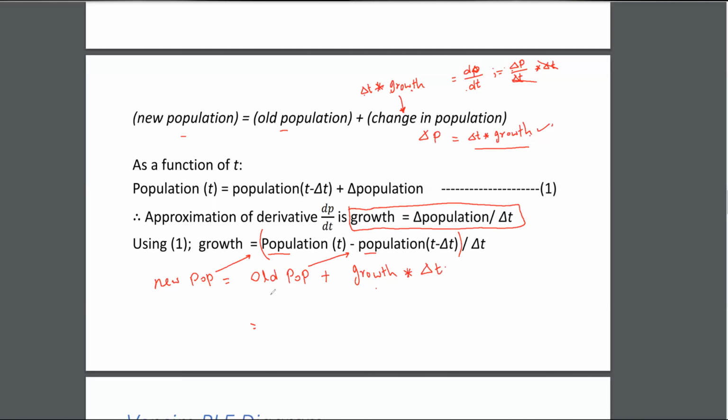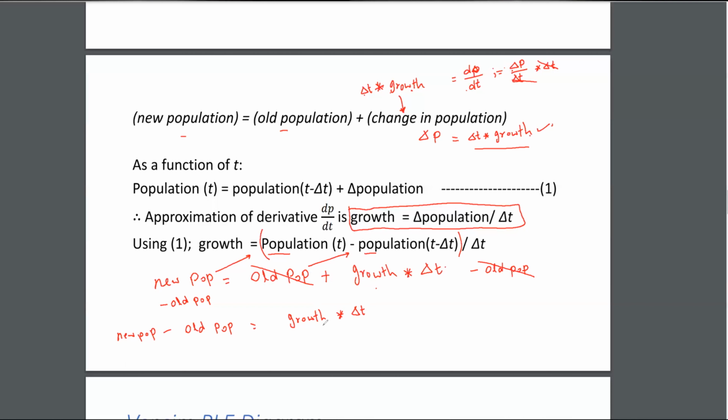Okay, so what I do is I subtract the old population from both sides. Why? To keep this equation balanced, you have to do the same operation to both sides. So then I will have new population minus old population is equal to growth multiplied by delta t. Why? Well, this and this cancel out. This remains the same. So that means what?